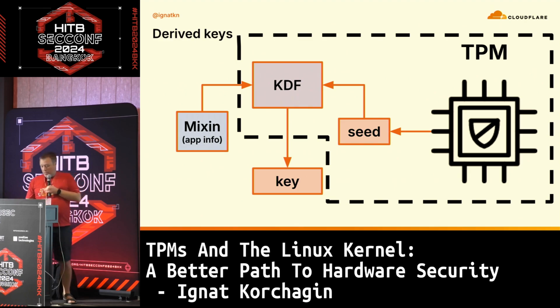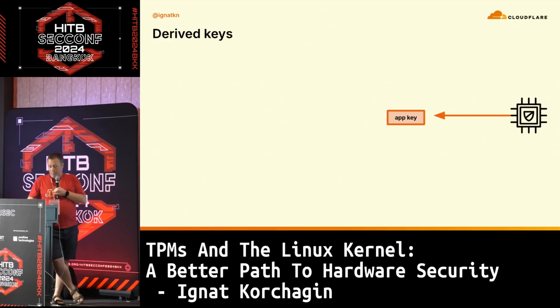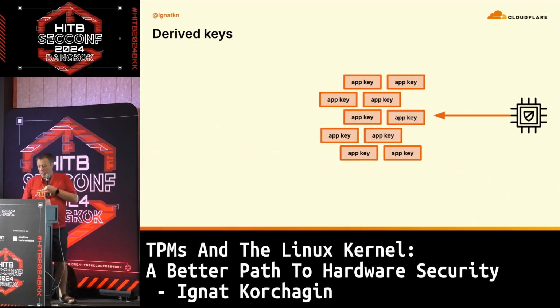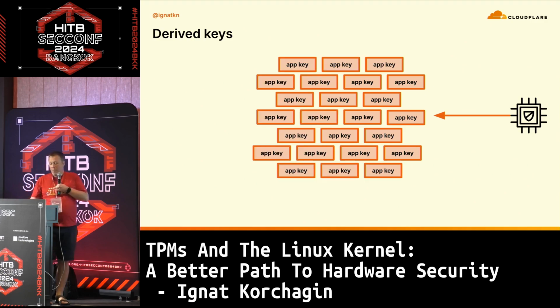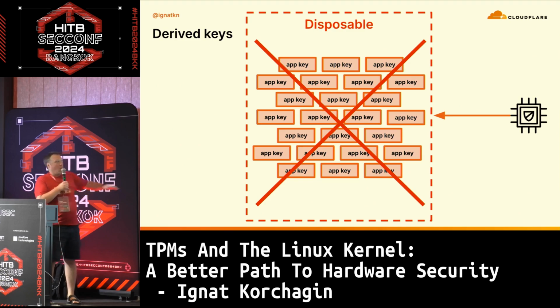And it scales really well. So for example, you can have one key, but if you have many applications which are different, so they have different application-specific info, which is not secret, it's public, right? So you can generate many unique keys. But the nice thing about this architecture is all this state is fully disposable because the seed and the KDF function are fixed, so the whole process is totally reproducible. So for example, if I generate 1,000 keys, I can throw them away, and on next boot I can regenerate the same keys again.